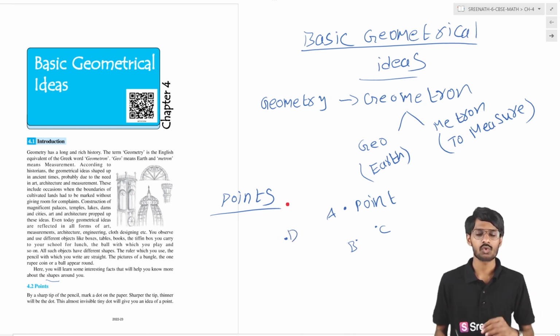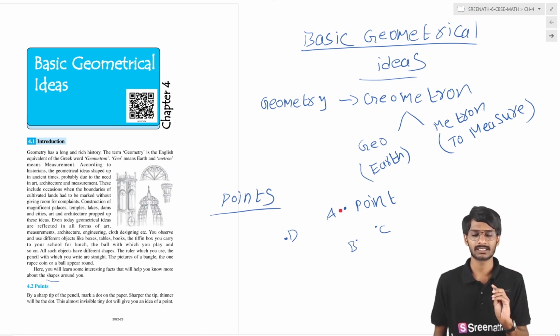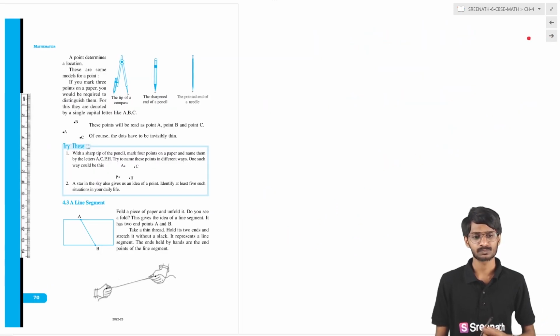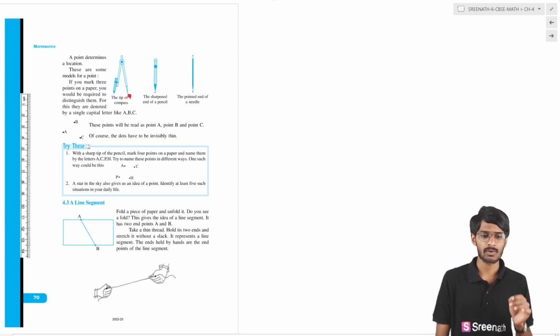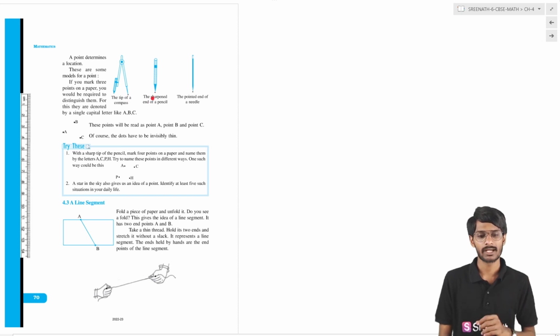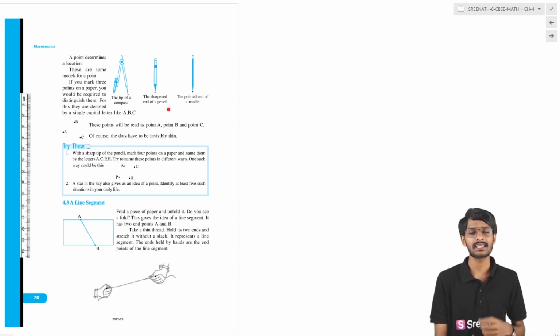So what are points? We know that the smallest tiny dot, we call it a point. And if it is very thin and invisible, you have to name that point using an alphabet, students. At the tip of a compass, if you observe it, it is very sharp, so it is a point. The sharpened end of a pencil is a point. And if you take a needle, its pointed end is a point.